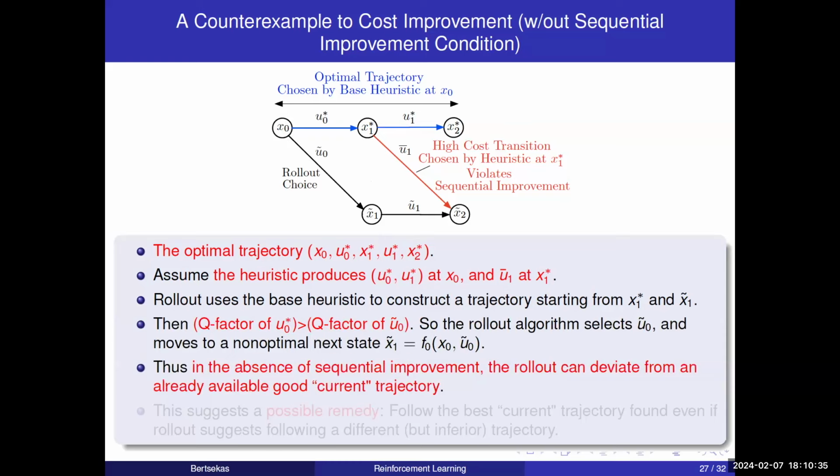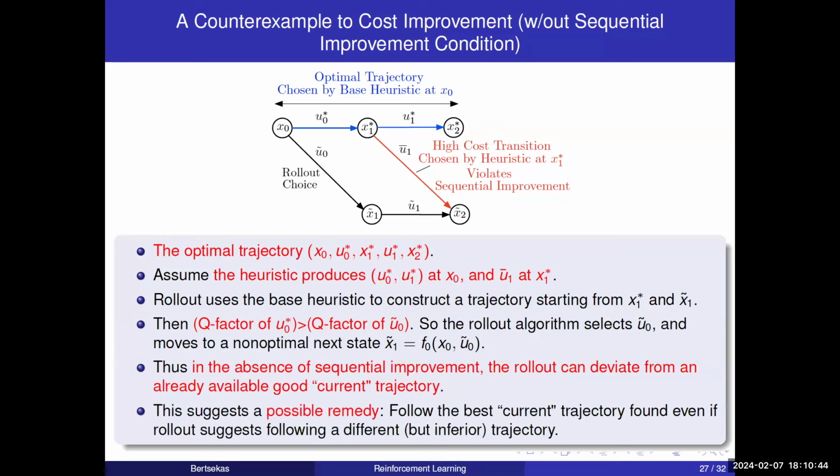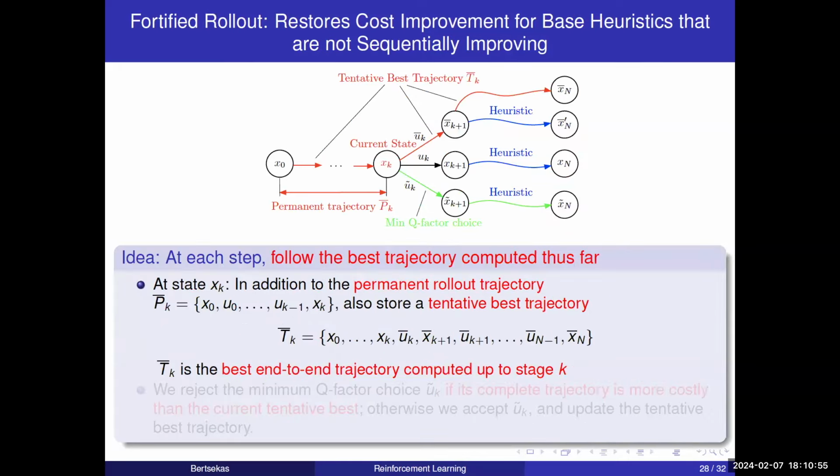So in the absence of sequential improvement, rollout can deviate from an already available good current trajectory. This suggests a possible remedy. The idea is to follow the best current trajectory found, even if rollout suggests following a different but inferior trajectory. And that brings us to fortified rollout. The aim of fortified rollout is to restore the cost improvement property for base heuristics that are not sequentially improving. So here's the idea.